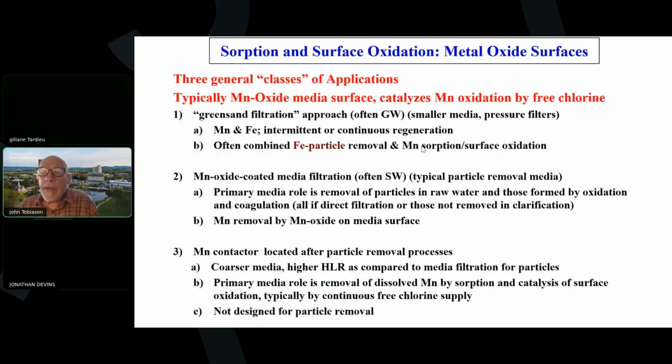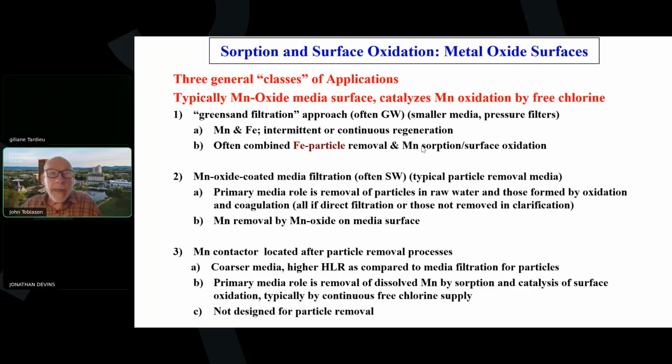So there's kind of three classes of the way this process works. One is what a lot of people refer to as green sand filtration. I don't happen to like the word, and I'll explain why in a minute. But it usually refers to groundwater, smaller media, pressure filters, and removal of iron and manganese, either intermittent or continuous regeneration. And it often actually is a combination of iron particle removal and Mn removal by sorption and surface oxidation. A lot of people don't understand that that's what's going on, but it is the case.